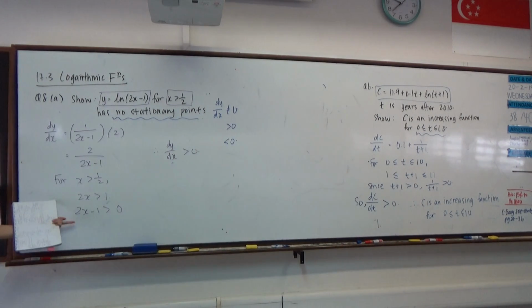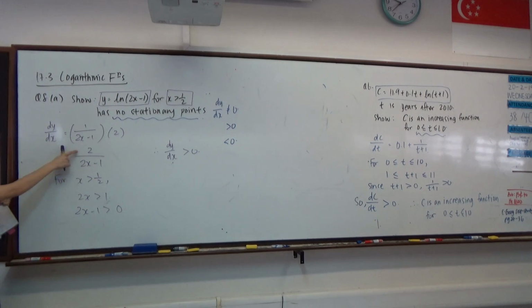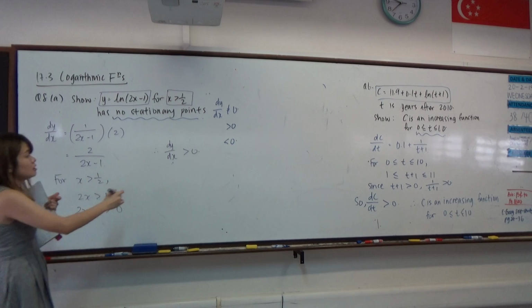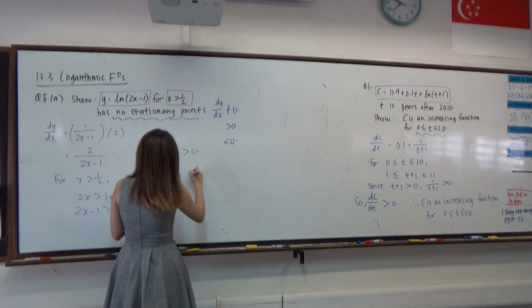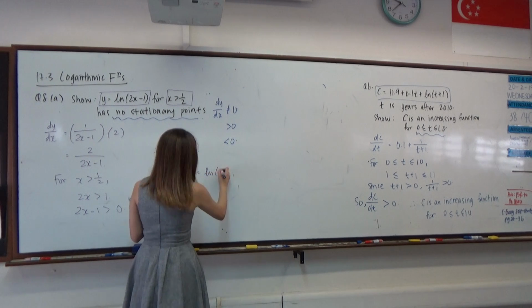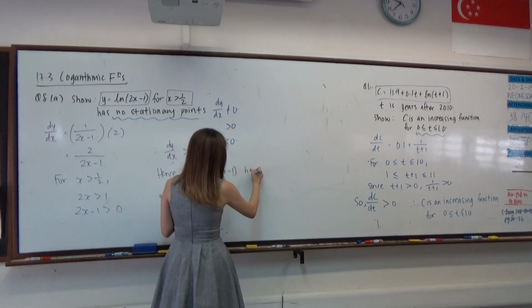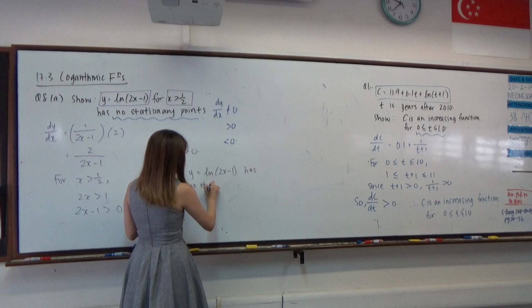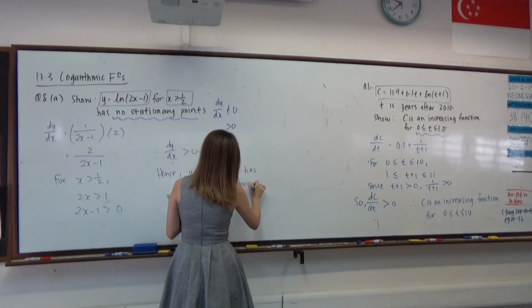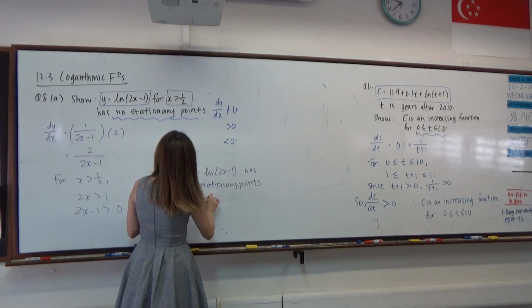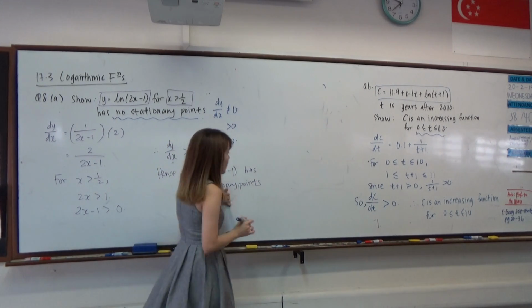It can only be more than 0, yeah? Positive denominator, positive numerator. The entire fraction will be positive. So hence, y equals ln of 2x minus 1 has no stationary points for x more than half.